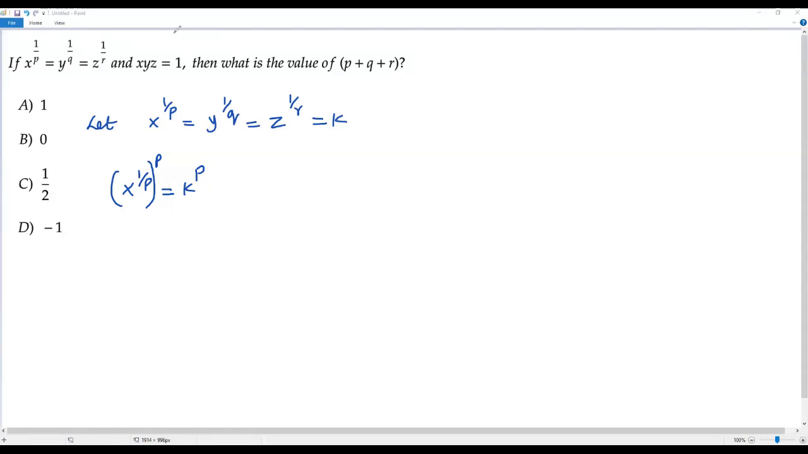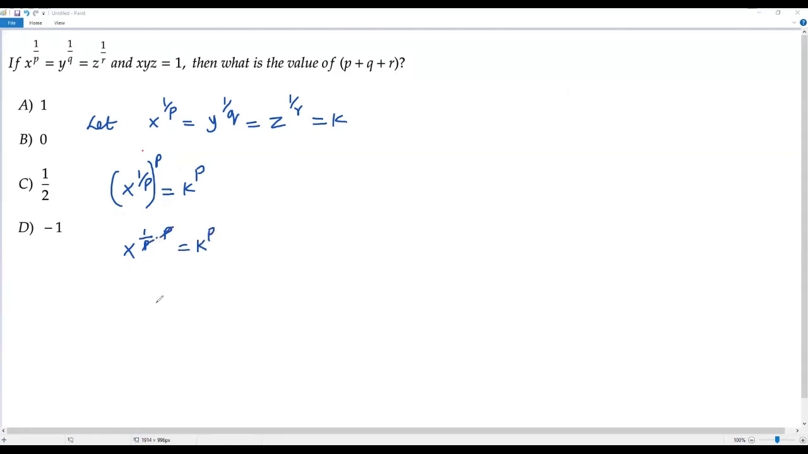Now let me consider the power of a power rule for exponents. We have base a and exponent m, and for the complete expression, let me consider the exponent n. Whenever we have two exponents like this, we can multiply them. Then I'm getting m times n. Now I'm going to use this power rule to simplify. We multiply the two exponents, so I'm getting x to the power of 1 over p times p equals k to the power of p. So here p will cancel out.